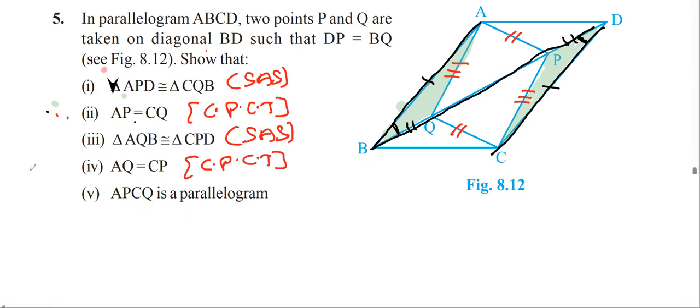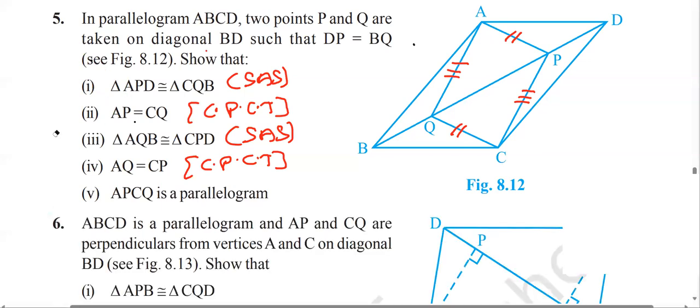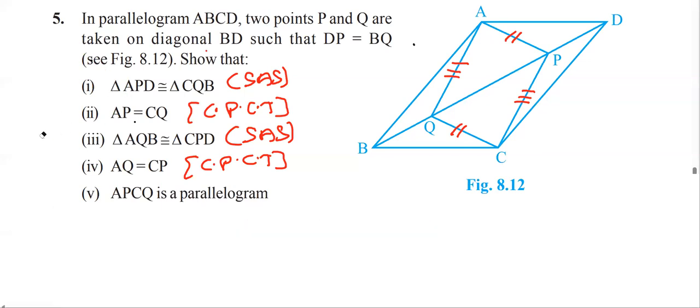So let's figure out which one is APCQ. This is APCQ. We need to prove this figure is a parallelogram. You can clearly see that we have actually proved two opposite sides equal. Here we have proved AP is equal to CQ, and we have also proved AQ is equal to CP.